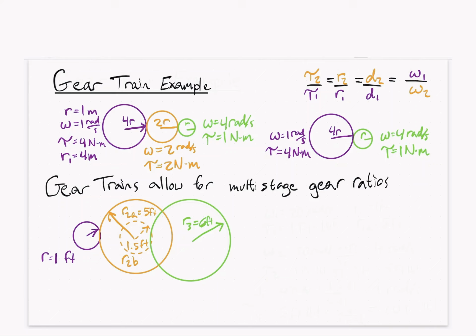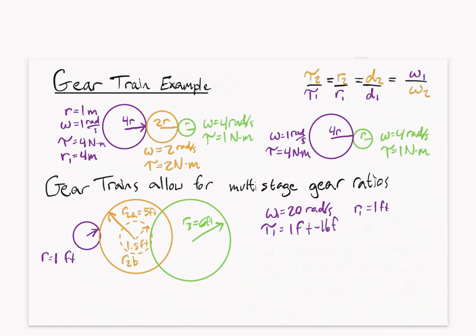So we'll start off with our first pinion. The omega of gear 1 will be set at 20 radians per second. Because we have larger gears, we expect that our speed should decrease and our torque should increase. So R1 is set at 1 foot. And our torque 1 is set to 1 foot-pound force.